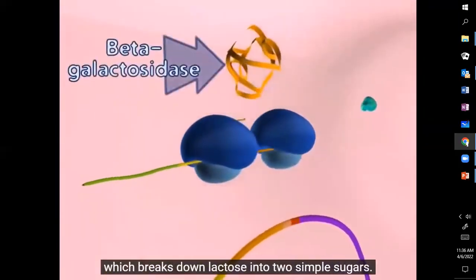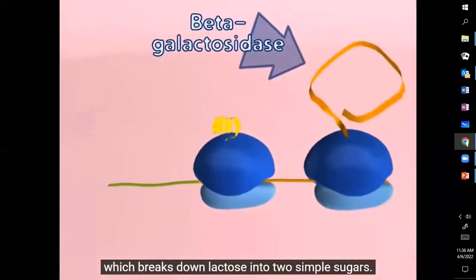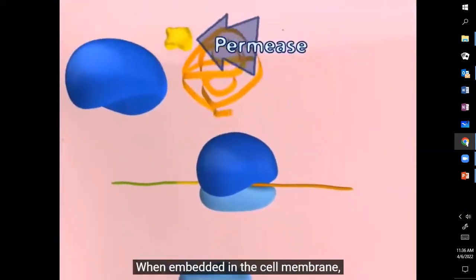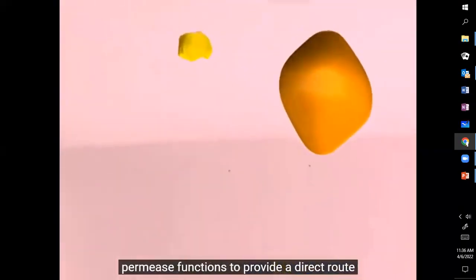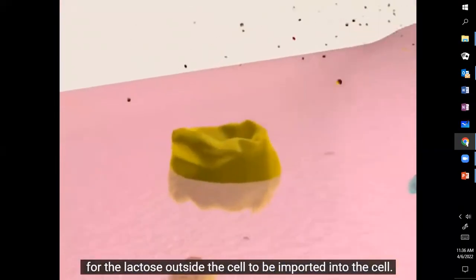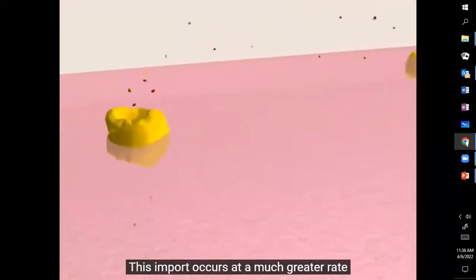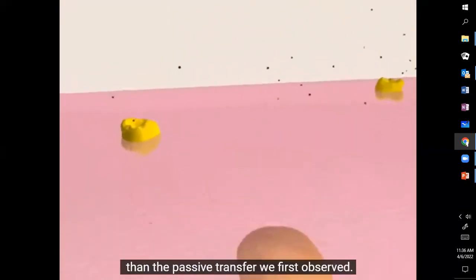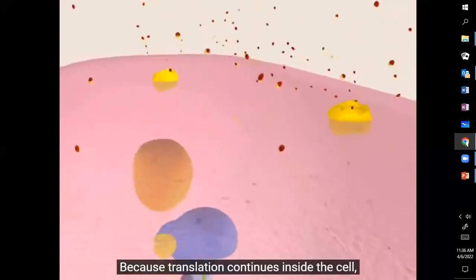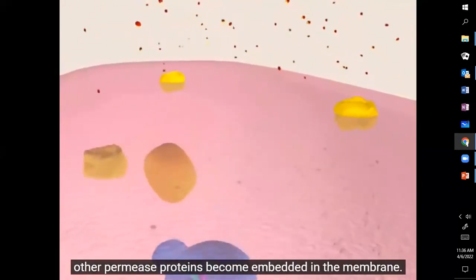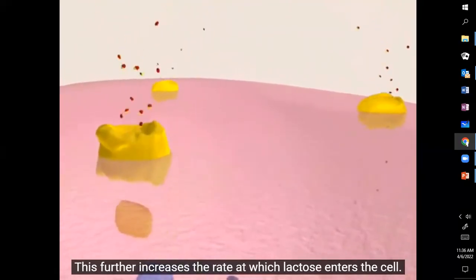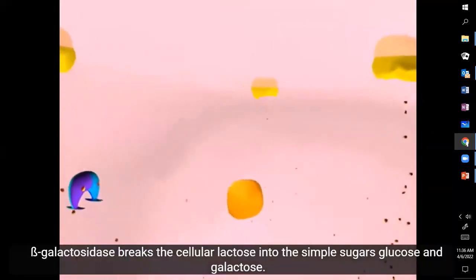The first protein is beta-galactosidase, which breaks down lactose into 2 simple sugars. The second protein is permease, a membrane-bound protein. When embedded in the cell membrane, permease functions to provide a direct route for the lactose outside the cell to be imported into the cell. This import occurs at a much greater rate than the passive transfer we first observed. Because translation continues inside the cell, other permease proteins become embedded in the membrane. This further increases the rate at which lactose enters the cell.